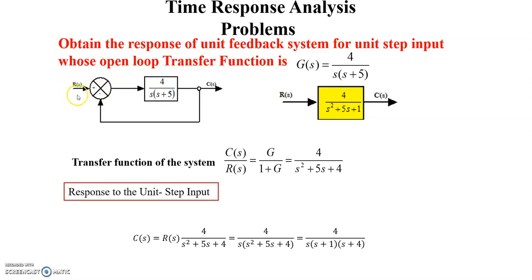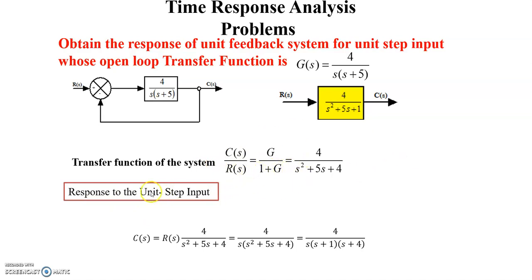R(s) is the input. Then a summer block, and then the open loop transfer function 4 / (s(s+5)) with unity feedback connected in the feedback path. Here you put C(s). So what is the transfer function? C(s)/R(s), the Laplace of output to Laplace of input. So C(s)/R(s) = G(s)/(1+G(s)) = 4/(s^2+5s+4). This is our closed loop transfer function.